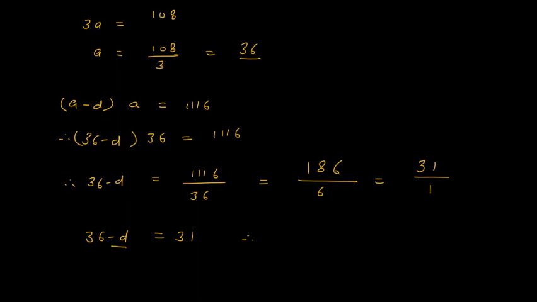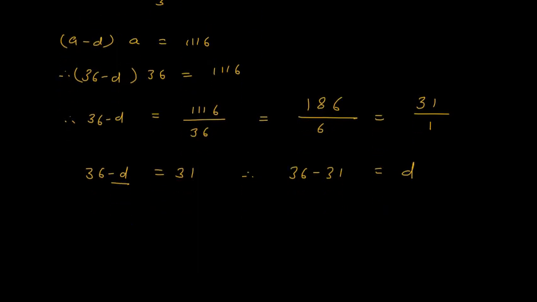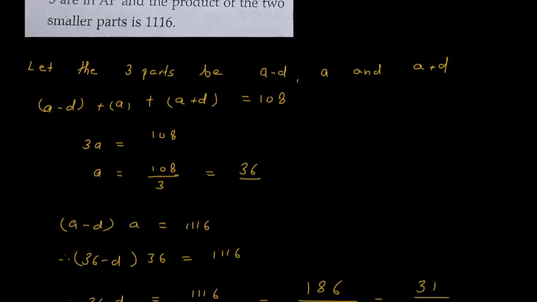So therefore this minus d I will move to the right. So it is 36 minus 31 is equal to d. Sometimes I keep d on the left, sometimes I move it to the right. It all depends on how I can make the variable positive, so that makes your calculation easy. You can keep your d on the left side also. So the value of d you got is 36 minus 31, which is 5. So the value of d is 5.